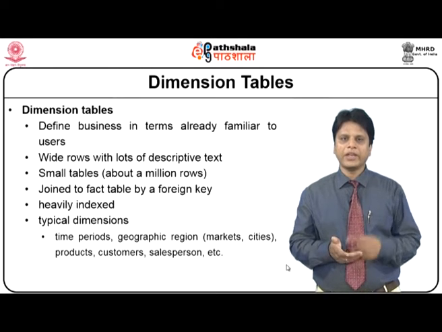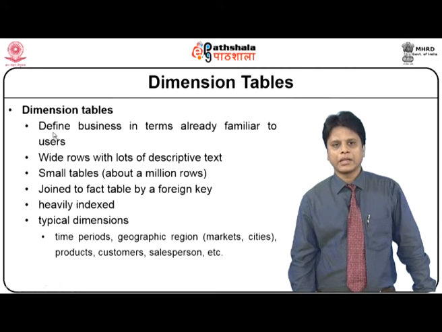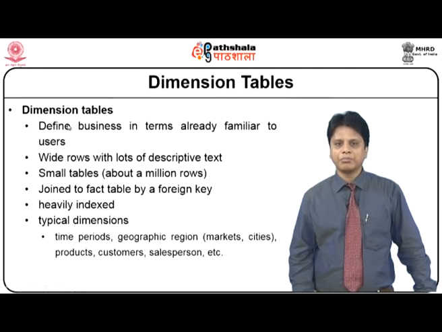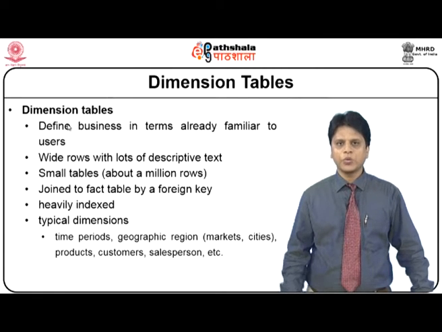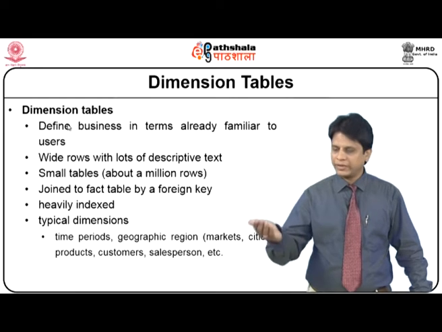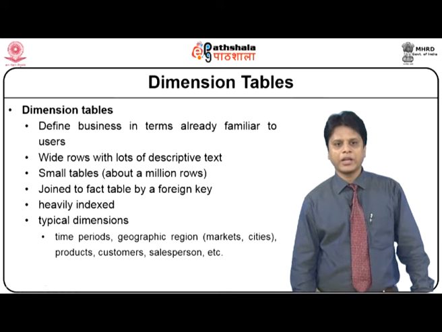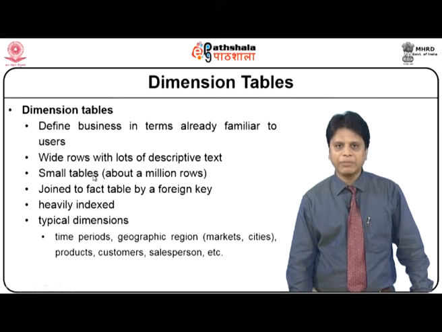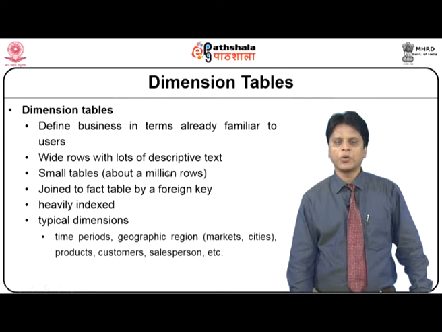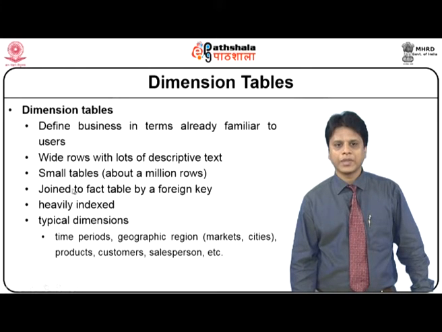These are supposed to have individual dimensional tables. So we will talk about what these dimension tables are. These dimension tables define the business in terms already familiar to the users. So whatever users are already familiar with, we will collect as dimension tables. This will accommodate wide rows with a lot of descriptive text. And these dimension tables are small tables, about a million rows. Maximum it could accommodate about 10 lakh rows, joined to the fact table by a foreign key.